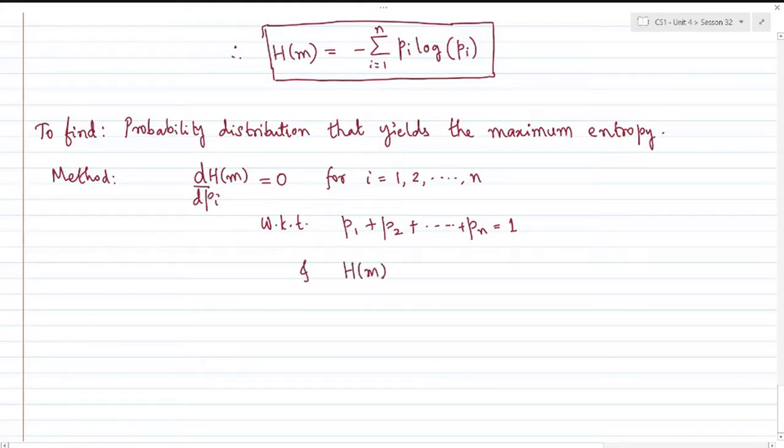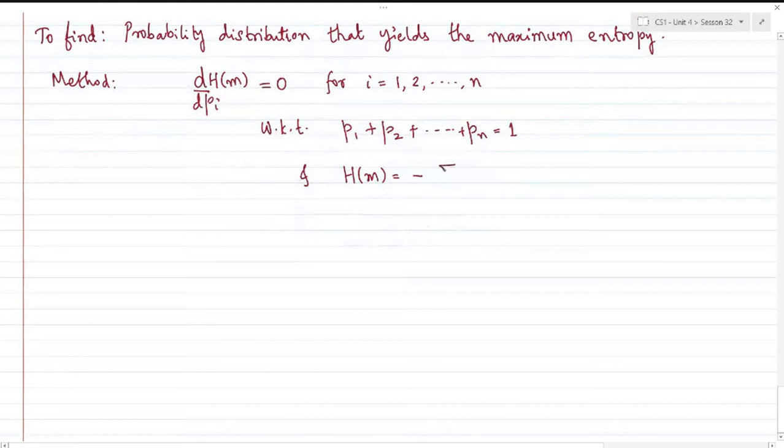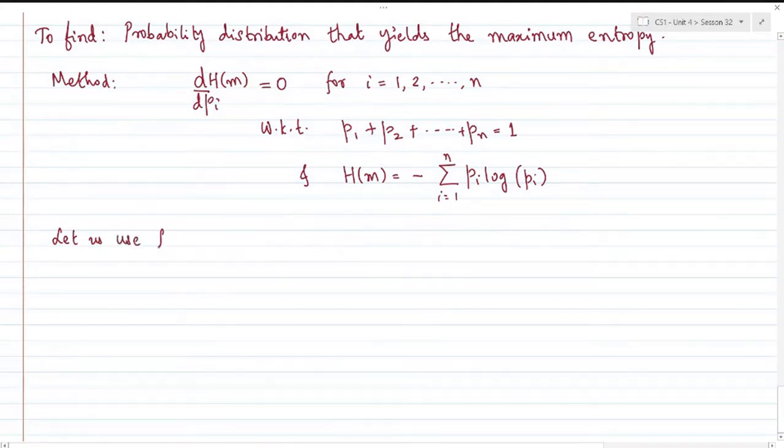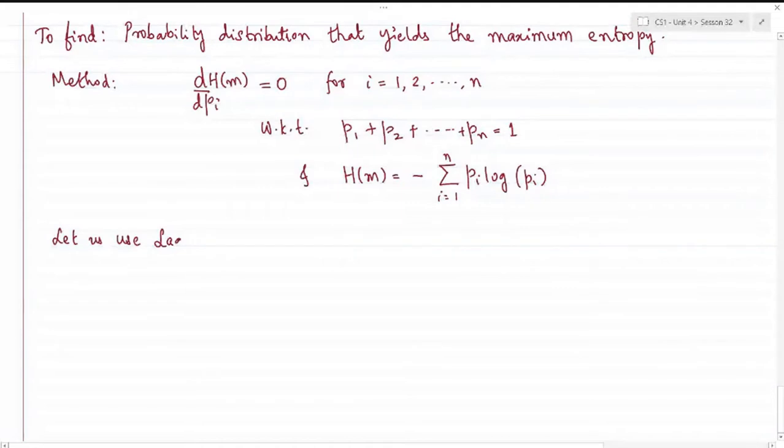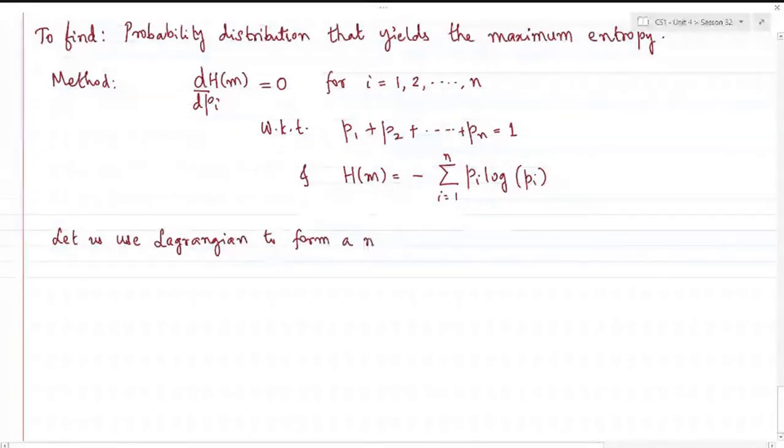H(m), I'll just rewrite that, is minus summation i equals 1 to n of pi log pi. Okay, let's take the first order derivative. You have done this in your engineering math as well. Let us use the Lagrangian to form a new function. You'll see the meaning of this.